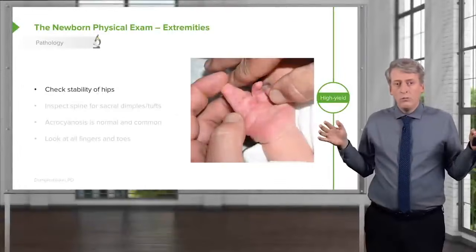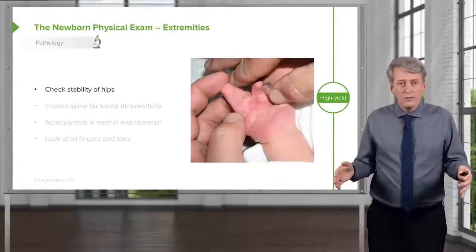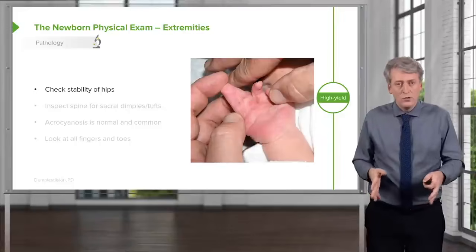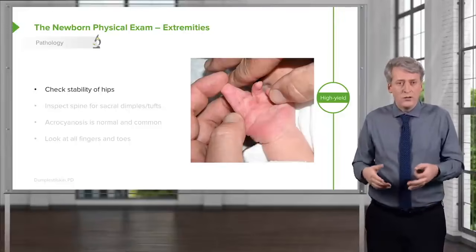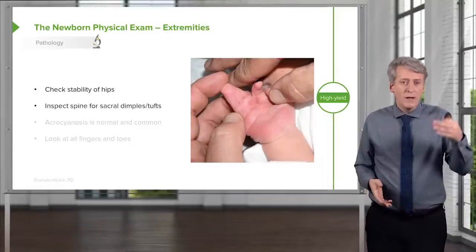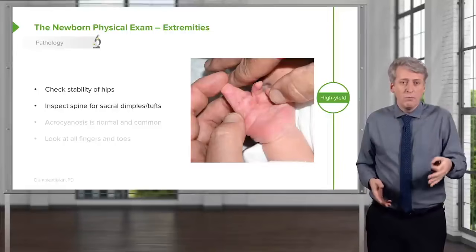Okay, we're done with the genitalia. We're going to move on to the extremities. Check the stability of the hips. Do a little bit of an Ortolani and Barlow to make sure that's okay. Next, inspect the spine and look for sacral dimples or tufts.